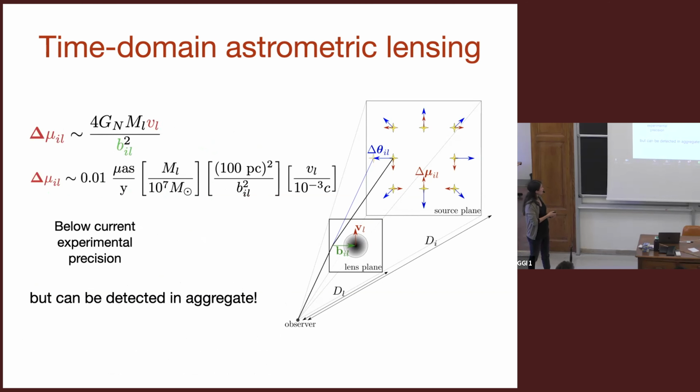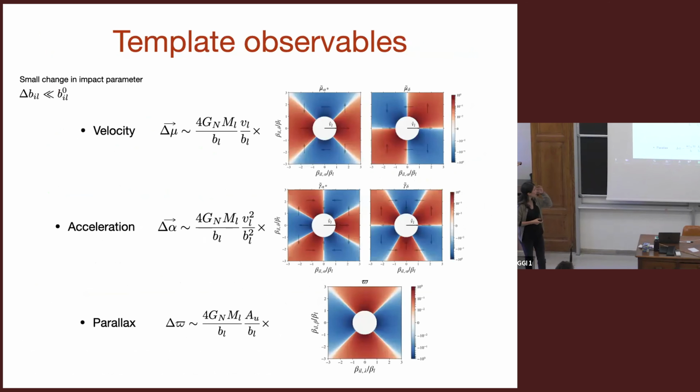Okay, so the magnitude of the induced angular velocity is very small, sub-microarcsecond per year. So it's impossible to see it for one individual star, but we can add up the effect from multiple stars. And we do so by defining these template observables. So again, remember, we are always in this regime.